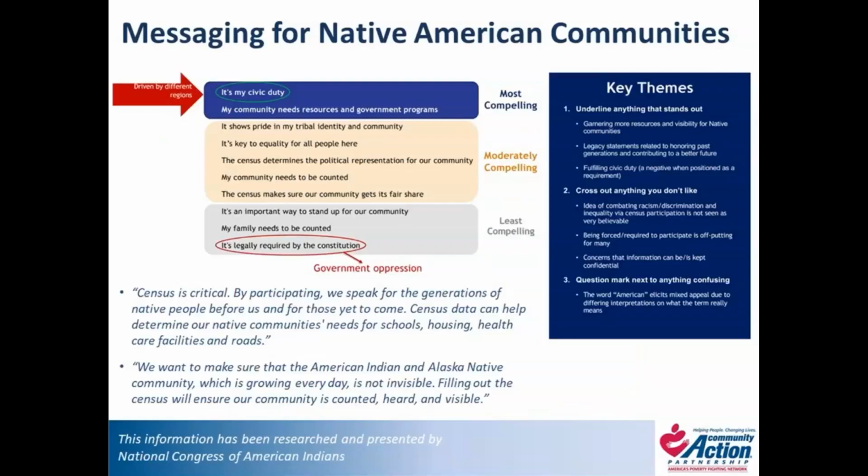All of that is really, really important and breaks through a lot. And then the second quote really strikes me. We want to make sure that the American Indian and Alaska Native community, which is growing every day, is not invisible. A lot of tribal folks feel like they're invisible. And so being counted in the census is one way to counteract that.